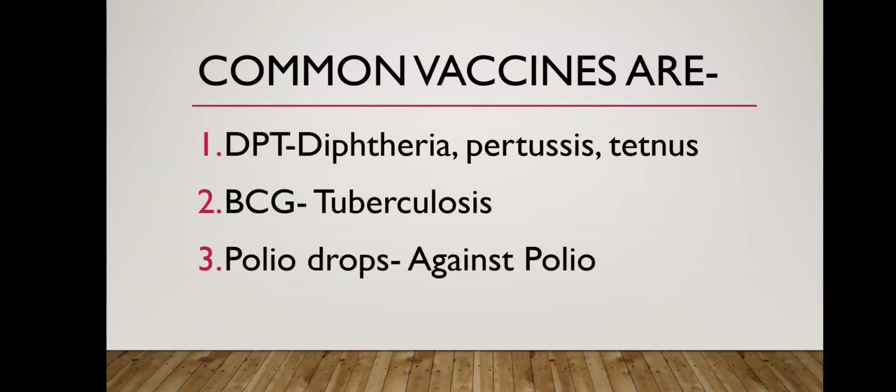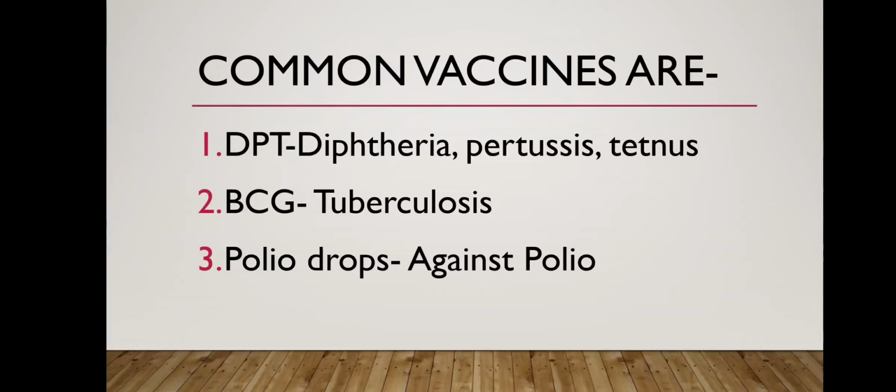There are some common vaccines that all of us had when we were infants, because these vaccines are free of cost from the government, so that these diseases do not occur throughout life. Number one is the DPT. The full form of DPT is diphtheria, pertussis and tetanus, and it protects the human being from these three diseases. BCG protects the body against tuberculosis, that is TB. Next is the polio drop, which is against polio. So these are the common vaccines.